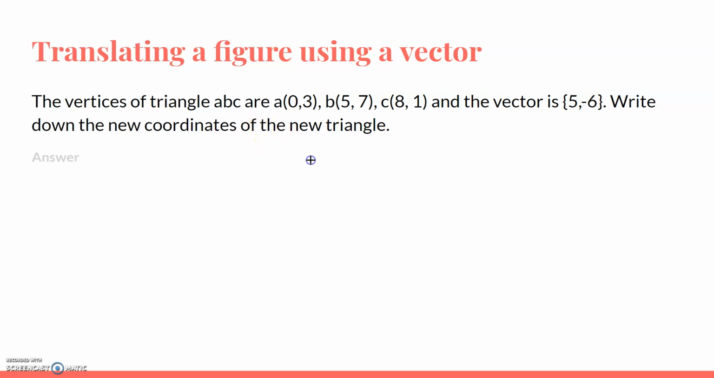Alright, so now that you're back, the answer would be the new vertices A' (5, -3). As I told you earlier, you would add or subtract the vector's components to the x and y coordinates of the points. That would be 0 plus 5 and then 3 minus 6, which gives us 5, -3. And then B, this would be 5 plus 5 and then 7 minus 6, so 10, 1. And then C, 8 plus 5 and 1 minus 6, 13, -5.